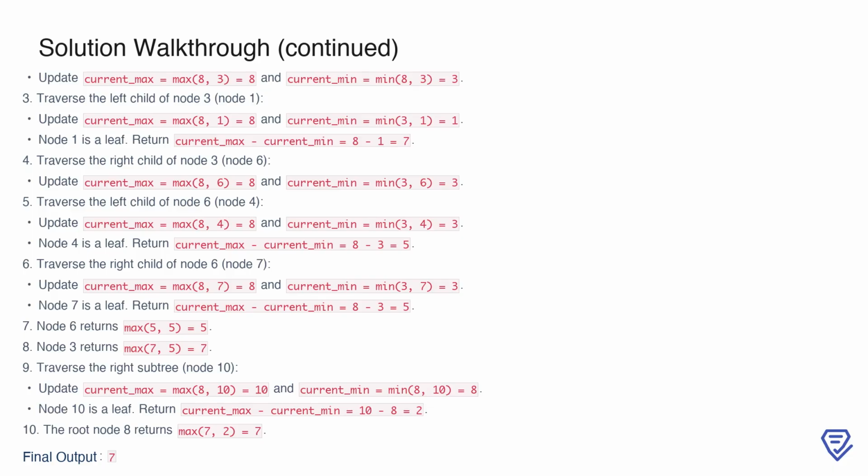Similarly, for the right child, node 7, the values remain the same, resulting in a difference of 5 as well. Node 6 returns the maximum of the differences from its children, which is 5. Finally, node 3 returns the maximum difference from its left and right subtrees, which is 7.